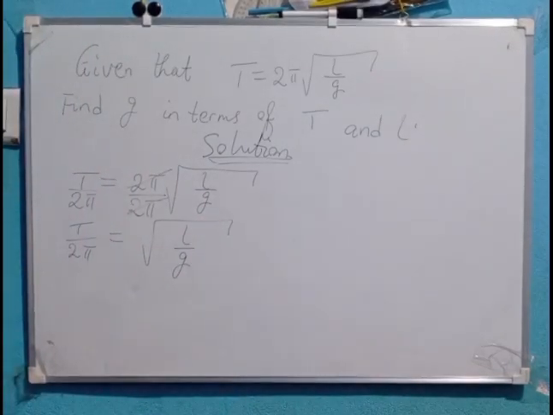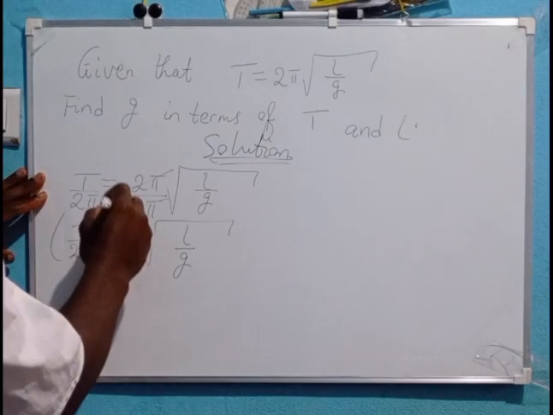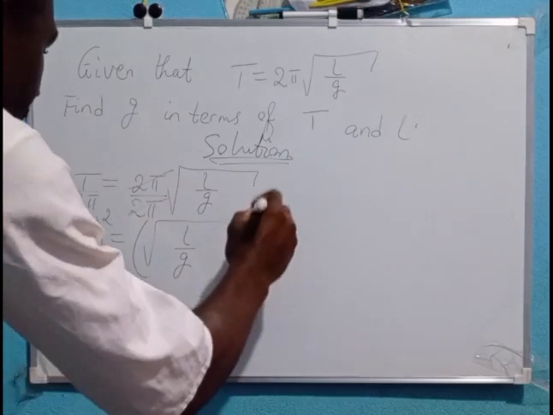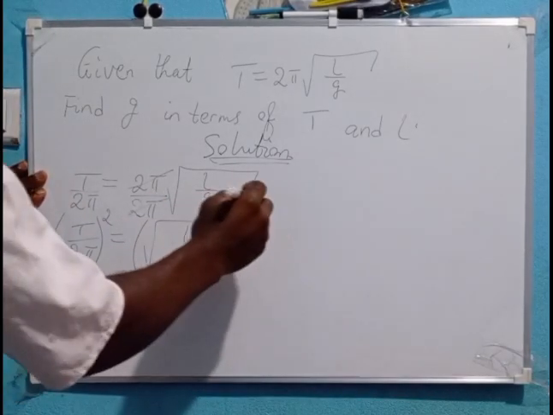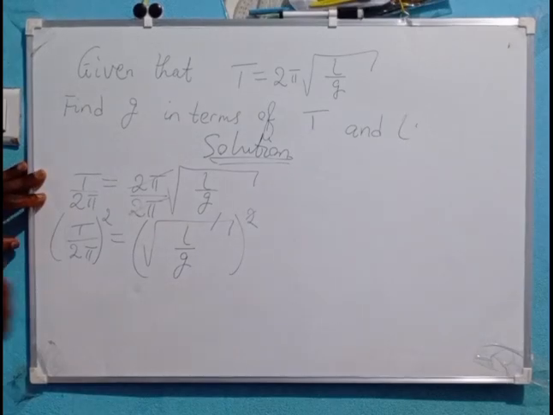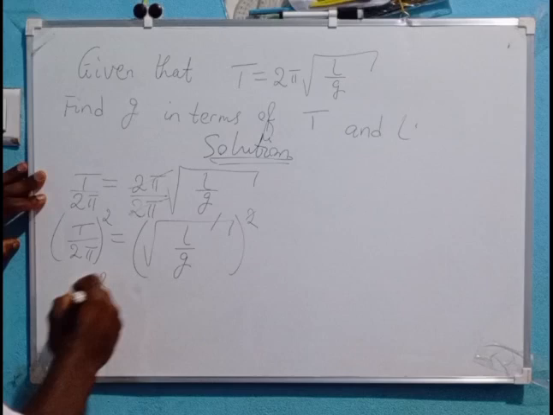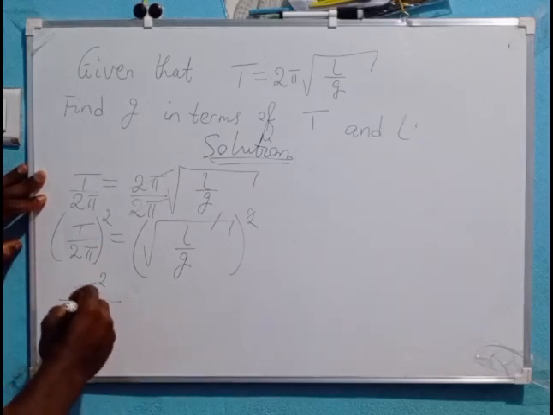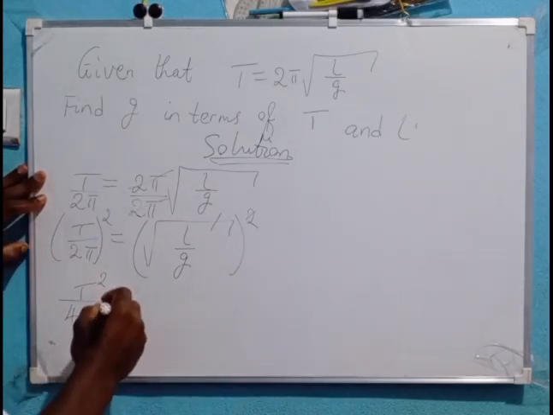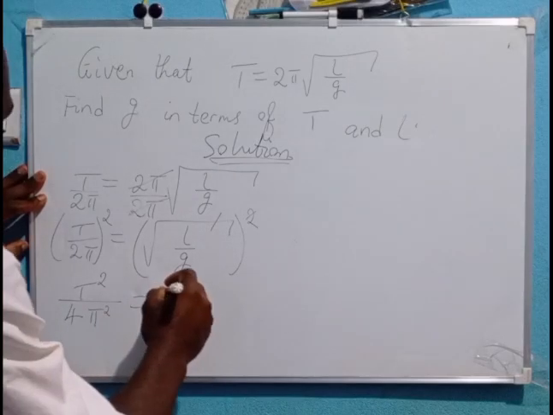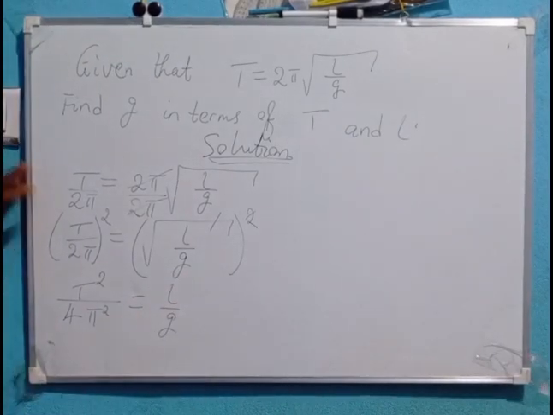The next step, we need to eliminate the square root sign at the right hand side, since we have to make G the subject of formula. And the only way we can eliminate the square root sign is for us to square both sides. We square the left hand side and we square the right hand side. This and this will strike off. We can expand this, which will give us T squared all over 2 squared at the denominator, which gives 4 pi squared, is equal to L over G.